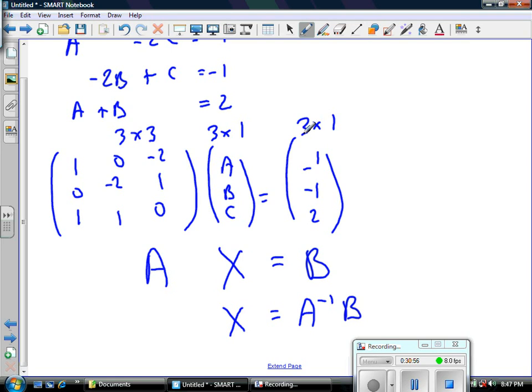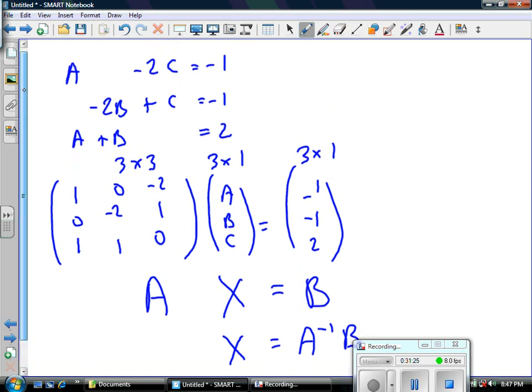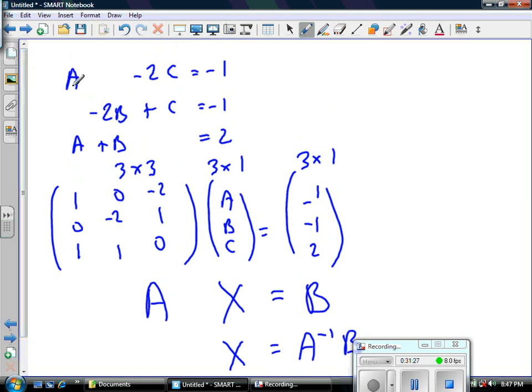Why? How do you do it? Did you ever multiply two vectors, what do they call it? A scalar, the dot product. You ever do the dot product of two vectors? That's what this is. To get this piece, you take this row vector times this column vector. Do you know how to do a dot product? 1 times A plus 0 times B plus negative 2 times C has to be negative 1. Isn't that what I said up here? 1 times A plus 0 times B plus negative 2 times C has to equal this piece, negative 1.